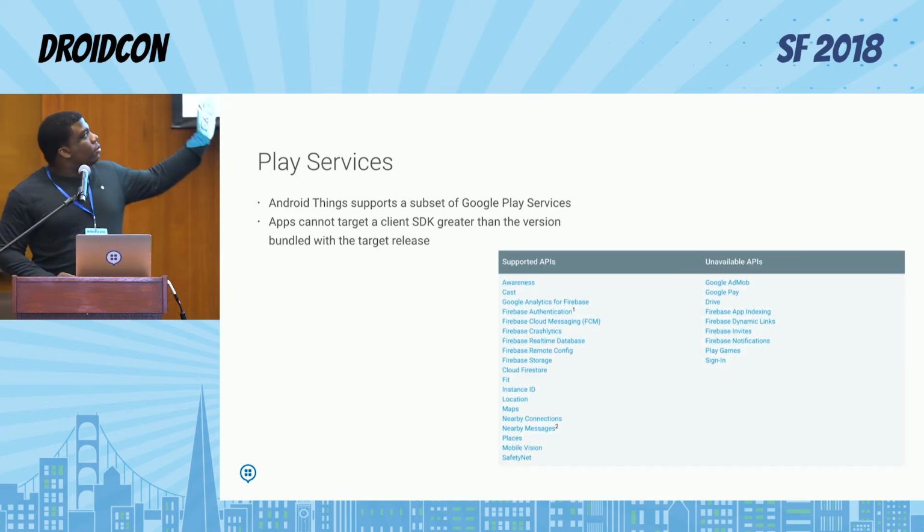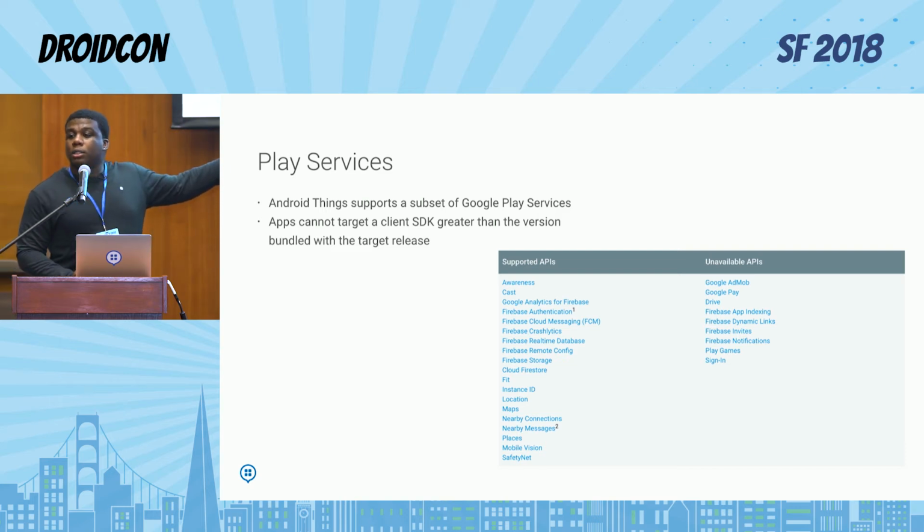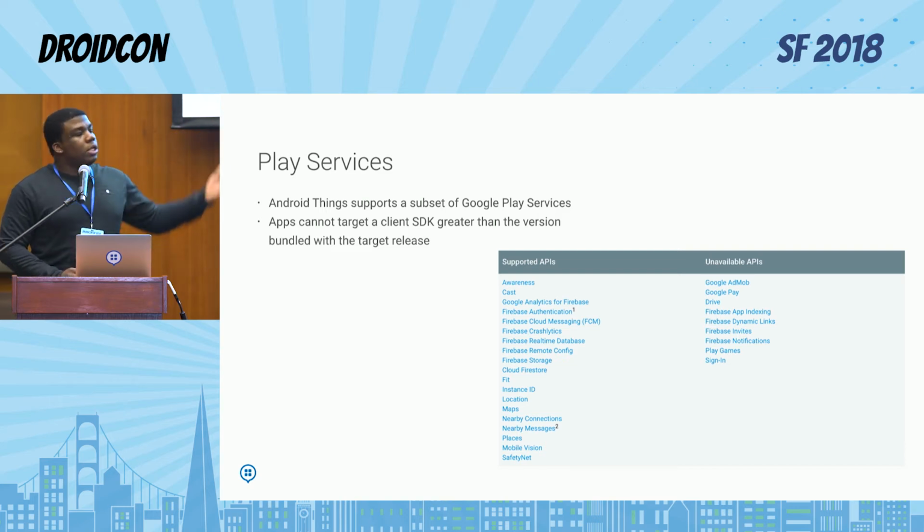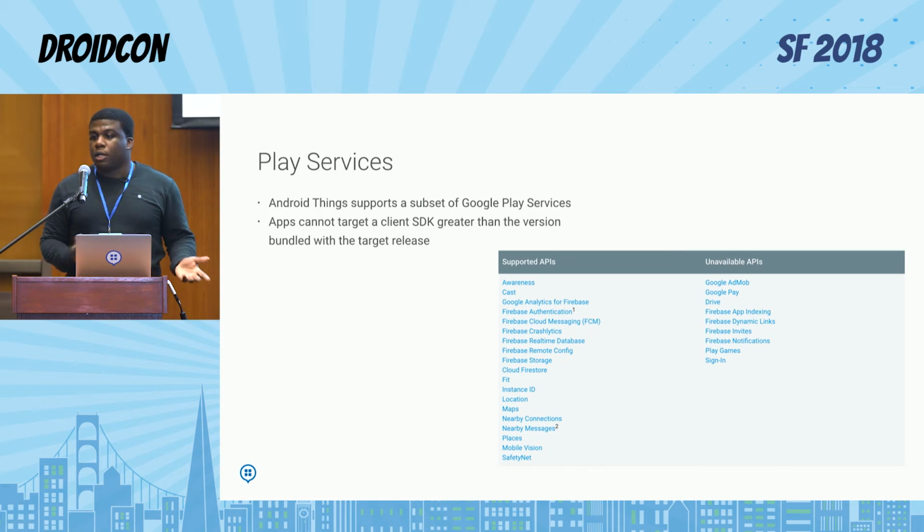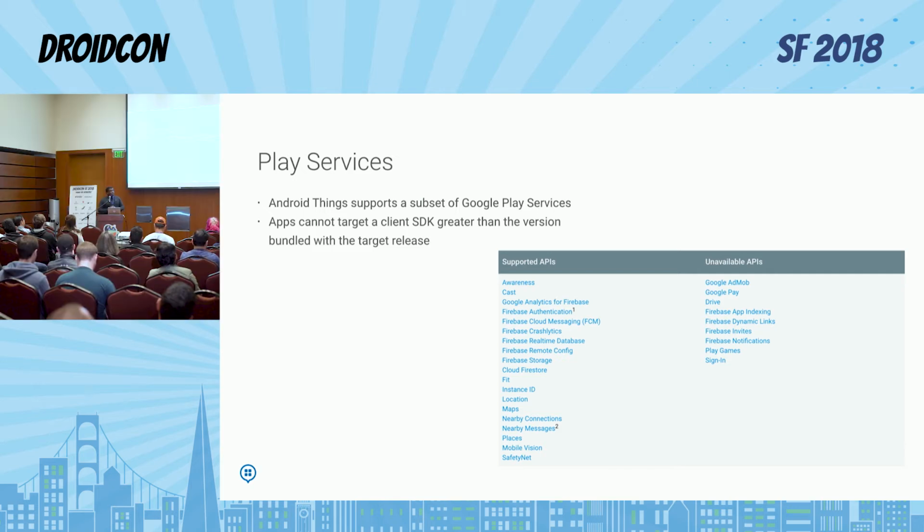And on the left, you can see all the supported APIs, and obviously the unsupported APIs that you cannot use in Android Things. But for the most part, there aren't any code changes when you include it. Whether it's for a mobile app or an IoT app, if it's supported, it'll work literally the same way.